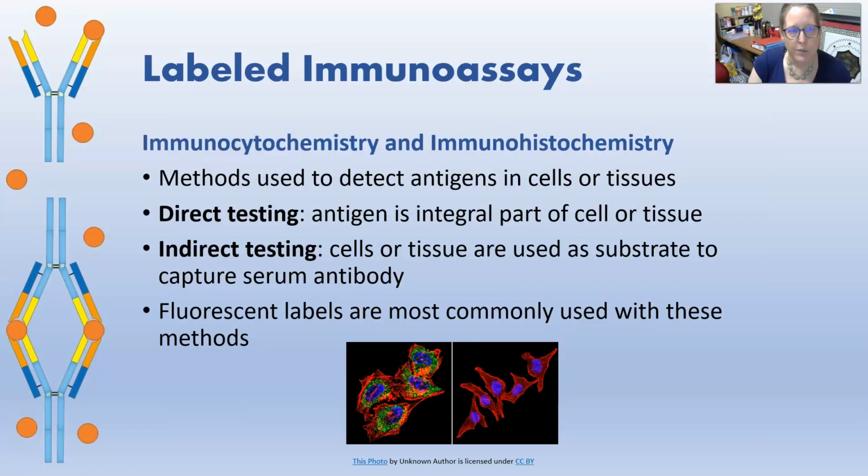There is also immunocytochemistry and immunohistochemistry. Those are methods used to detect antigens in cells or tissues. With direct testing, the antigen is an integral part of the cell or tissue, so you're directly staining the cell or the tissue. With indirect testing, the cells or tissues are used as a substrate to capture a serum antibody. The fluorescent labels are most commonly used with these methods, and they are portrayed right here.